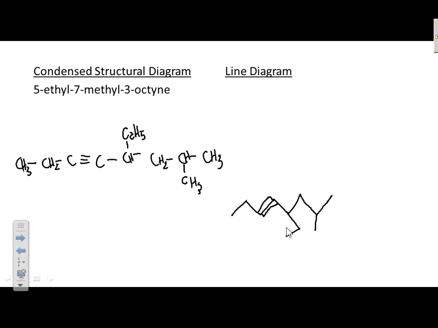I could have gone straight down and across. I guess I didn't need to go on an angle. It really doesn't matter exactly how that goes. You could have gone straight down and then on an angle. That would have been fine as well.